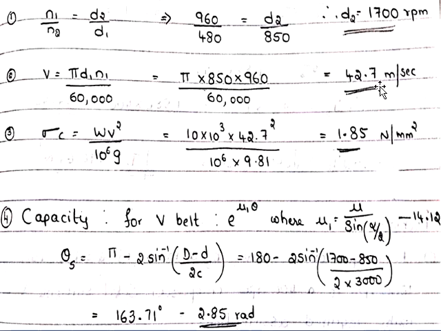V is velocity 42.7. You will get sigma c as 1.85. Even if you use the previous method which I used in the previous problem, you have to find out the dE value using the equation d into kd. Here small letter d is 850, and kd value you will get around 1.7 something. So when you multiply, you will get a value greater than 850 mm. So dE value will be greater than 850.